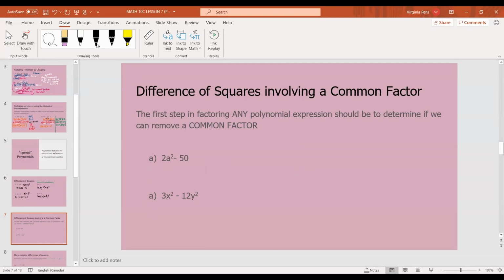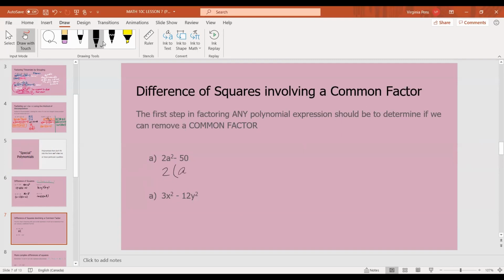So let's take a look at example A. Over here, 2a squared minus 50. What factors do they have in common? Well, a really easy way to remember this is if both of the numbers are even, then they'll definitely have a 2 in common, because 2 is a factor of every even number. You can take a 2 out of any even number in the universe. So let's take that out, because that seems to be the only factor in common with these two terms. 50 doesn't have an a, so we can't take out an a.